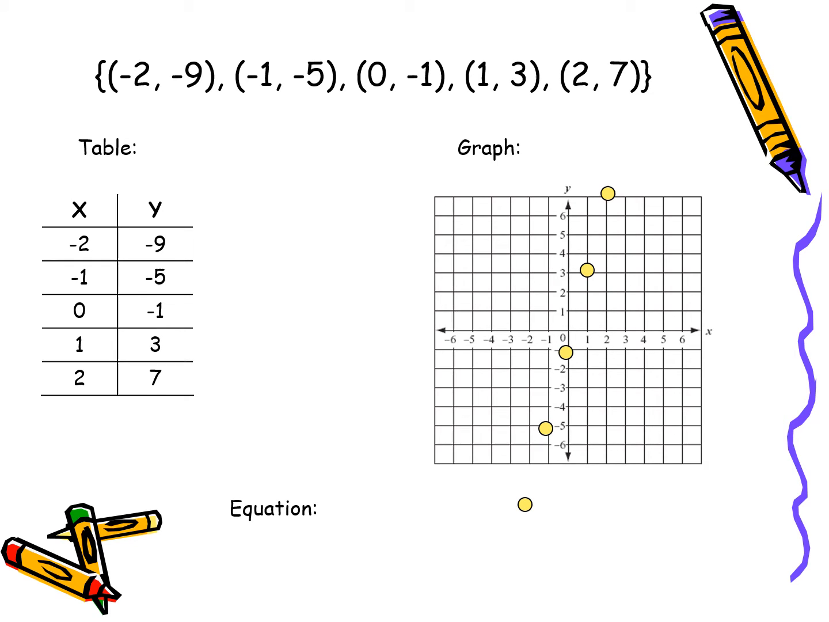So if I were to write an equation for this, now remember, equation can be written as y = mx + b. So my y-intercept is -1. My slope in this case is 4/1. So the equation that represents this is y = 4x - 1. And we're going to talk more about how to write those equations later on in the unit.